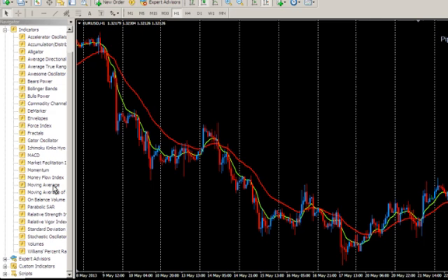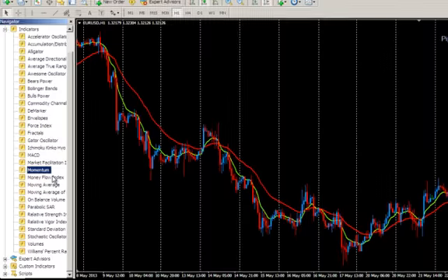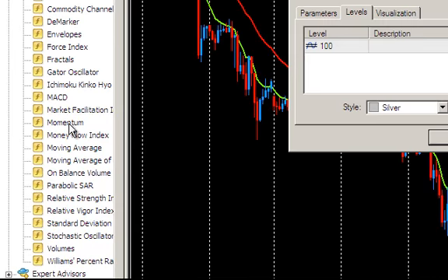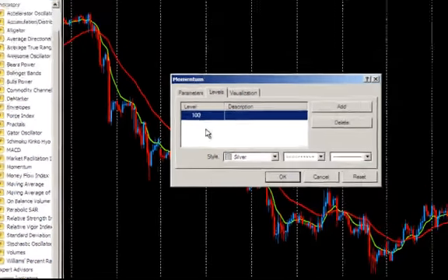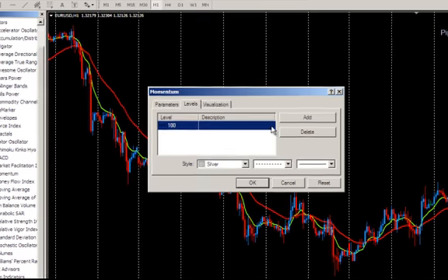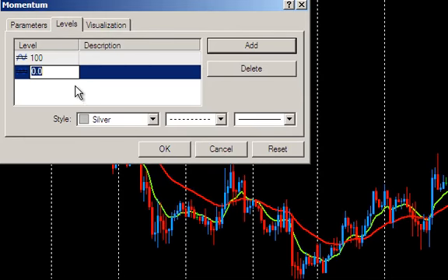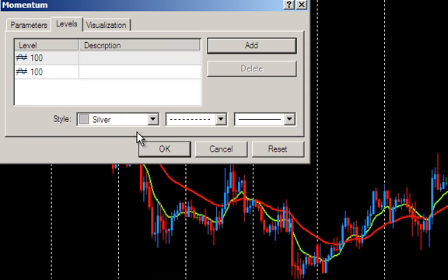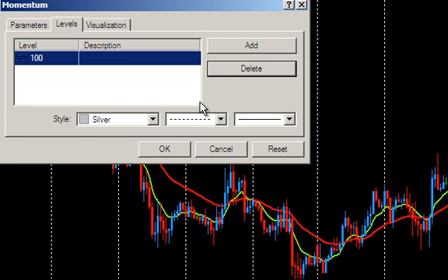After that we will add the momentum. Where is the momentum indicator? Yes, this one. And we will add the level 100 to it, and we will see how we will use this level in our entries and confirmation of the entries. If it is not present in your trading terminal, just add the 100 level and choose OK. Okay.